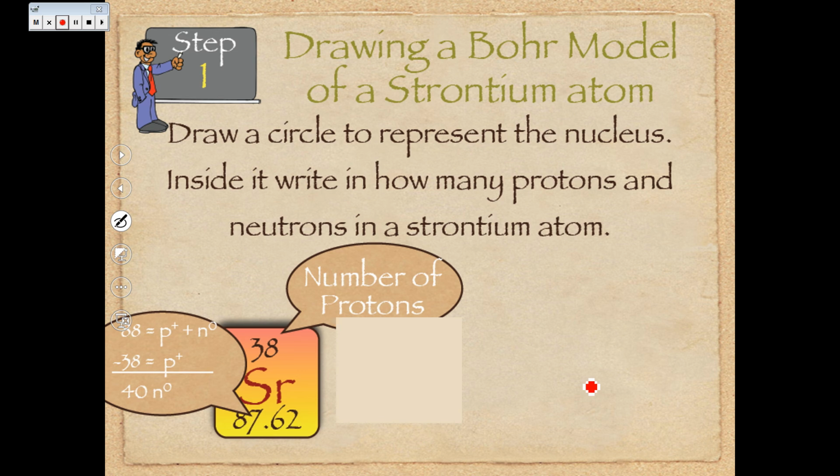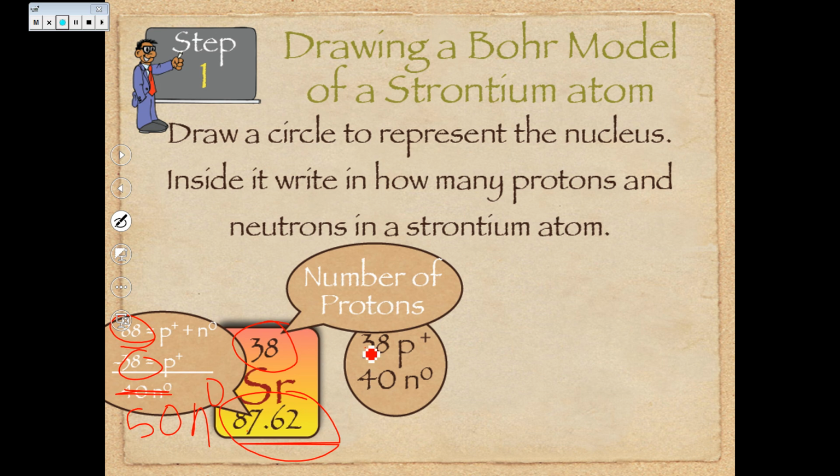So you draw a circle to represent the nucleus in step 1. Inside of it, you're going to write how many protons and neutrons there are in a strontium atom. We're going to do strontium, for example. Strontium has an atomic number of 38. Its atomic mass is 87.62. So it has 38 protons, and then for its number of neutrons, we're going to round 87.62 to 88. We're going to subtract 38 from it, and we should get 50 neutrons. So you're going to draw a circle with 38 P positives and 50 N zeros.